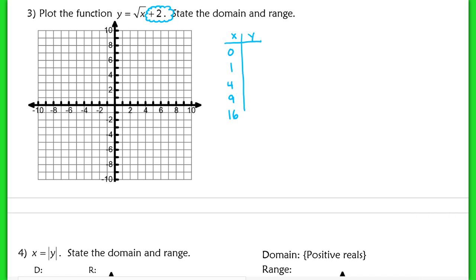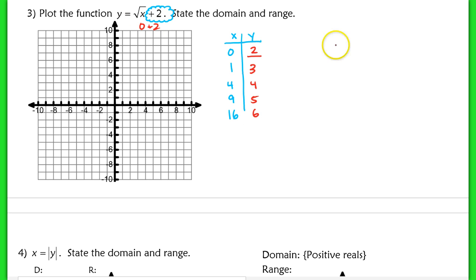Now for the y outputs, this time when you plug in 0, you get 0 plus 2, so I'll get 0 comma 2. And then if I plug in 1, I should get 3. 1 plus 2 is 3. The square root of 4 is 2. Plus 2 gives me 4. Square root of 9 is 3 plus 2 gives me 5. And the square root of 16 is 4 plus 2 gives me 6.